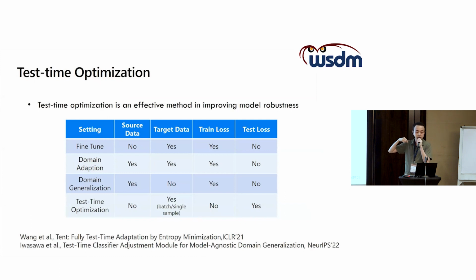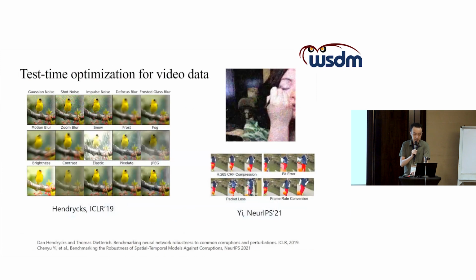And the difference between test time optimization and domain adaptation is that for domain adaptation, we assume that the training data, the source domain data, are available. But for test time optimization, the source domain data is actually not available in our case.